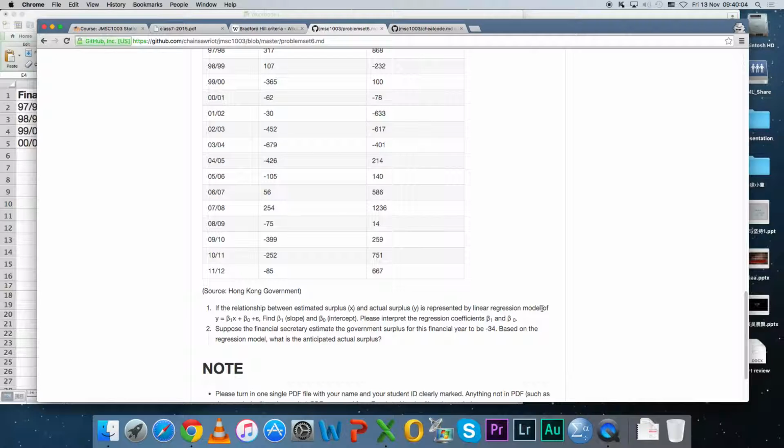So we can use an alternative form like this, which is y-hat, meaning predicted y, equal to beta 1 x plus beta 0. And after we have the values of beta 1 and beta 0, we can do the prediction of the predicted y using x. For example, we know that the estimated surplus is these values, and then we can refer back to the line, and then we can get the estimated y.